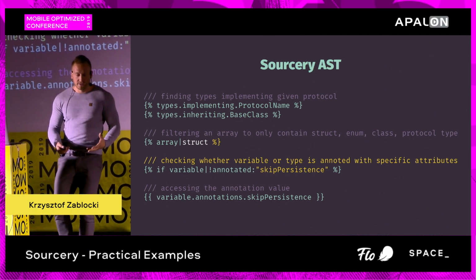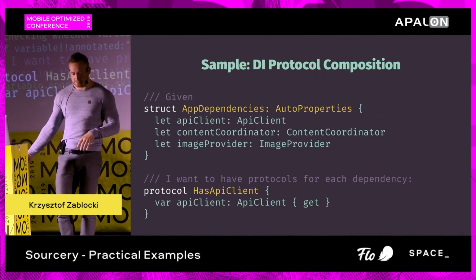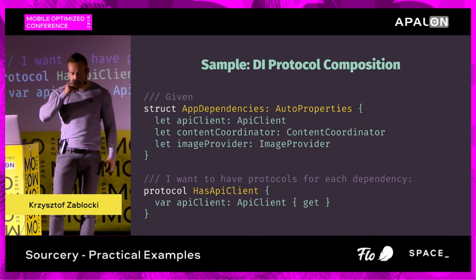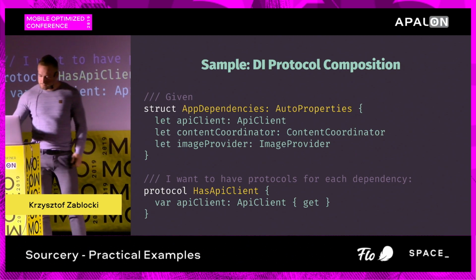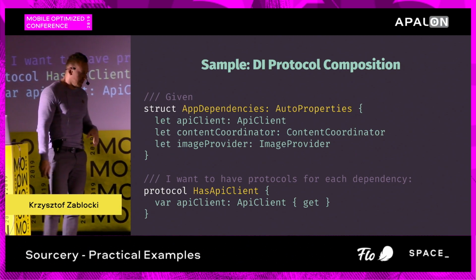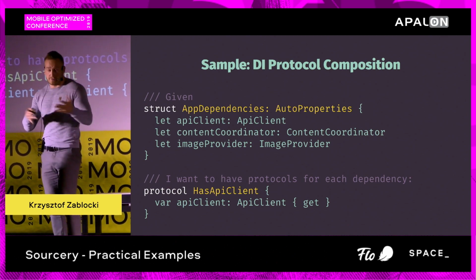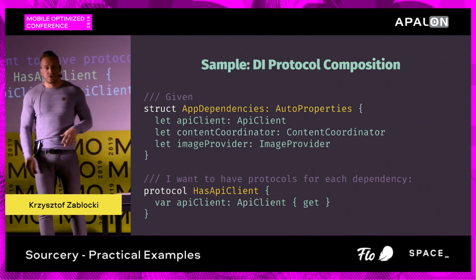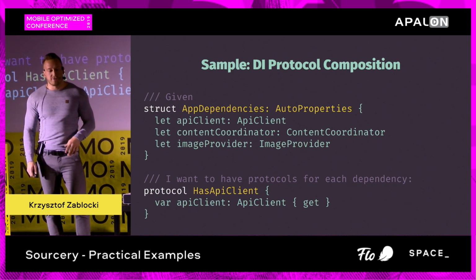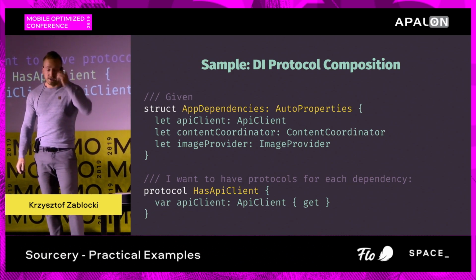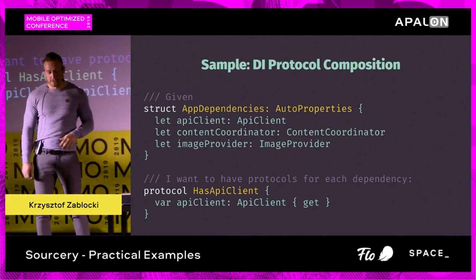So let's look at a couple of simple templates. The first template is based on an article that I wrote. The idea here is that every app has big dependencies, you have big dependencies in your project. And those dependencies are usually singletons. So you have things like an API client, an image provider, or an image cache, and a content coordinator, let's call it.